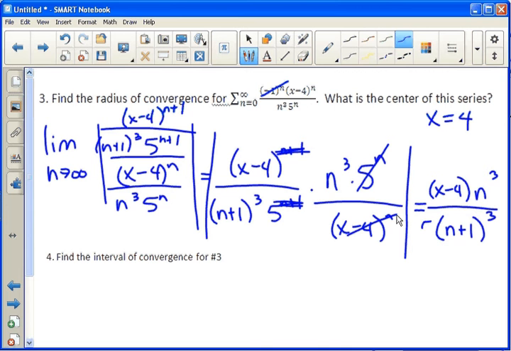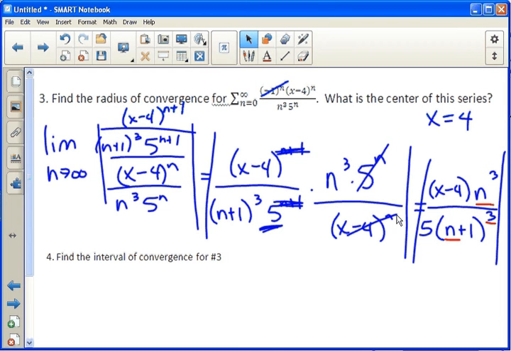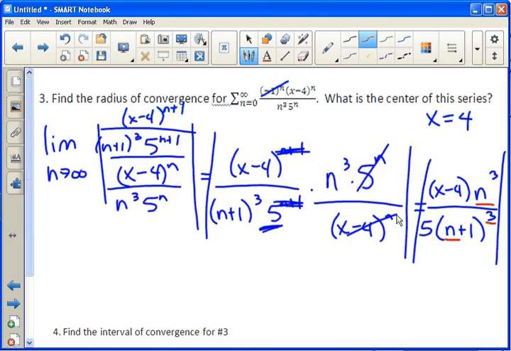Now as we take the limit as n goes to infinity, still have absolute value. As we take the limit as n goes to infinity, the n's have the same powers. We have n cubed up here, we also have n cubed right here. When the powers are the same, the answer is going to be our coefficient. So I'm going to move this down so I have a little more room. My coefficient on top is x minus 4. My coefficient on the bottom is 5. So I get the absolute value of x minus 4 over 5 is the answer for my limit.